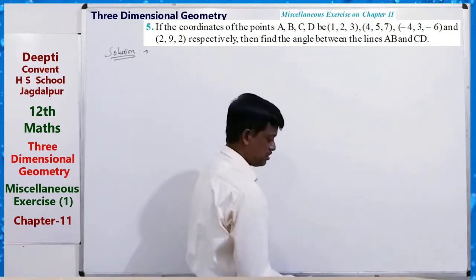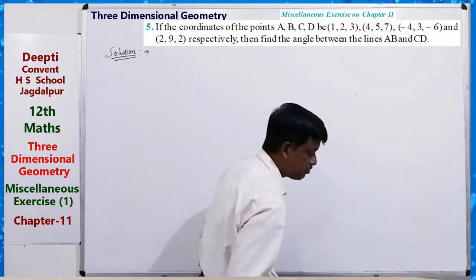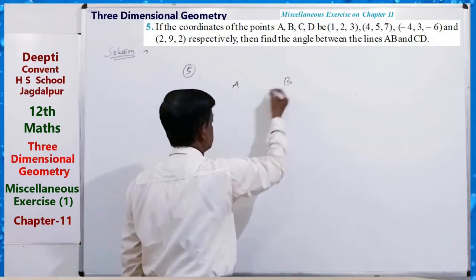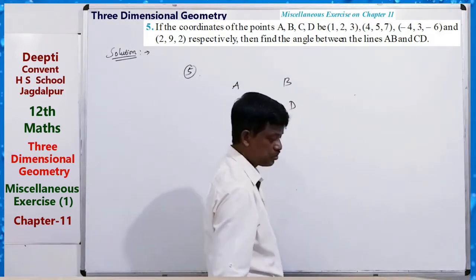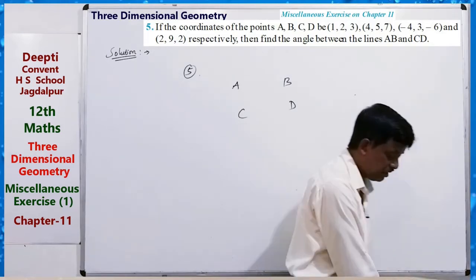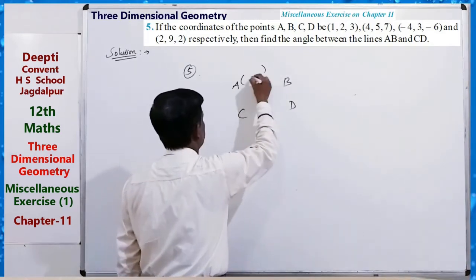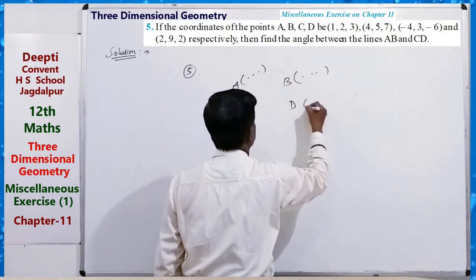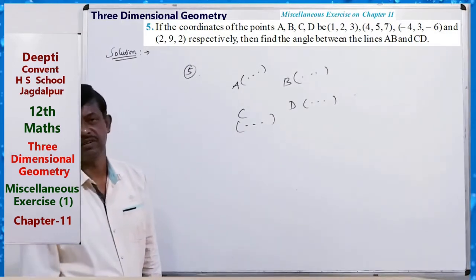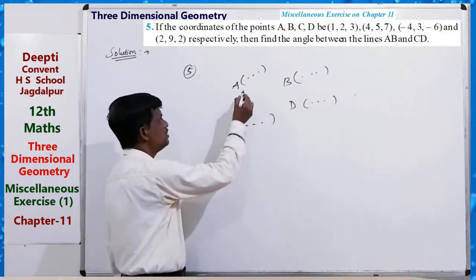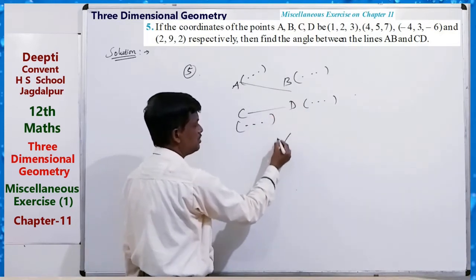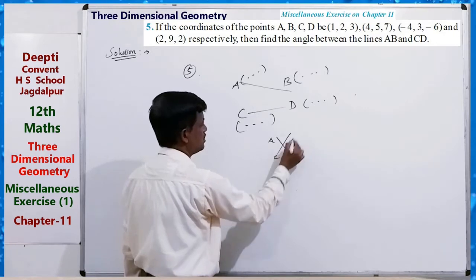So here 4 points are given and also the coordinates are given. So it is a simple question. For solving question 5, A is given, B is given, C is given, D is given. So ABCD, angle between the lines. Just solve it yourself, because we just have to find the angle between these two lines, AB and CD.